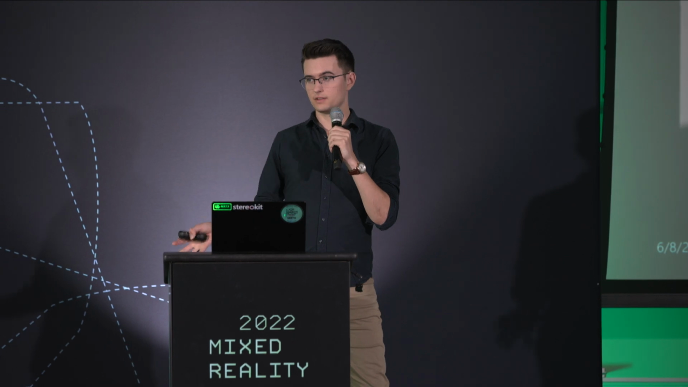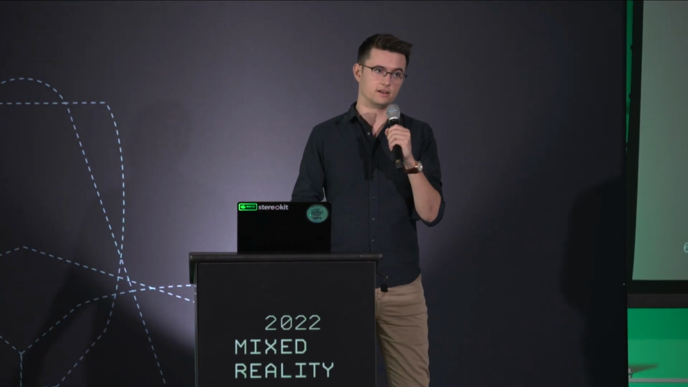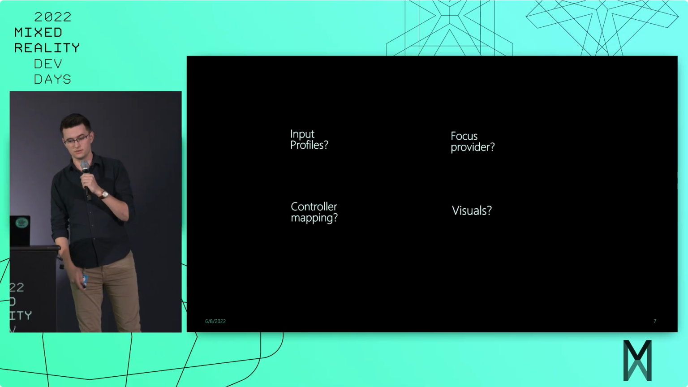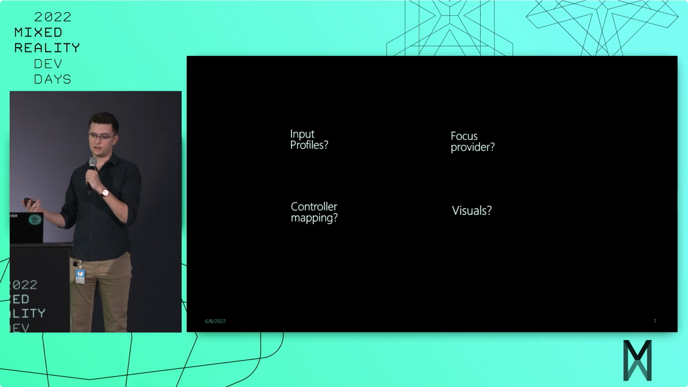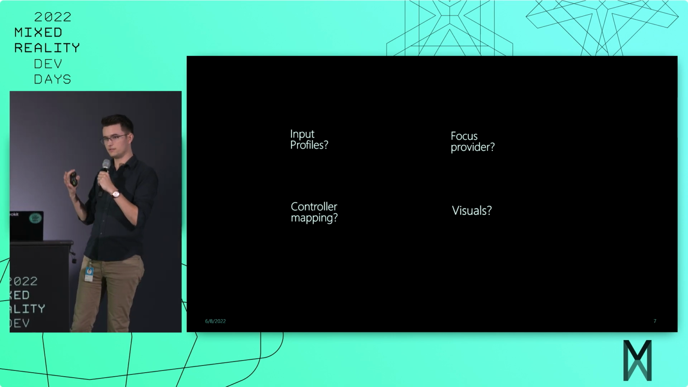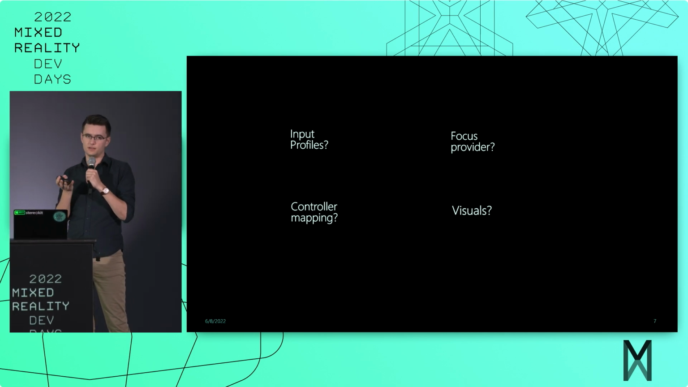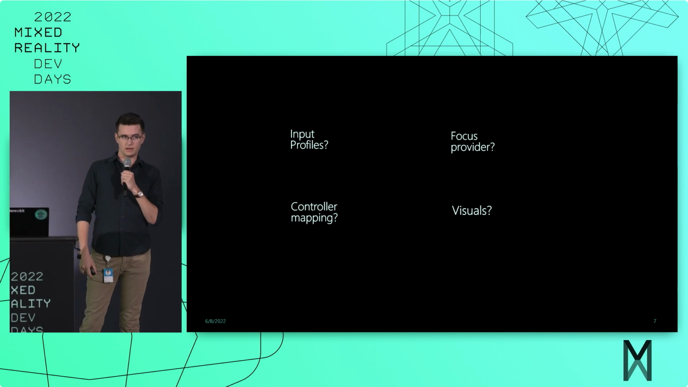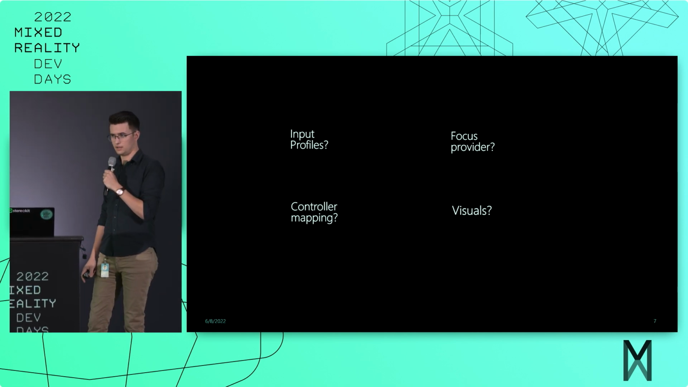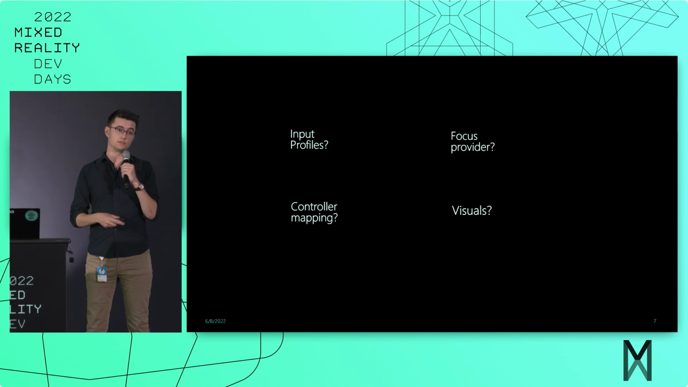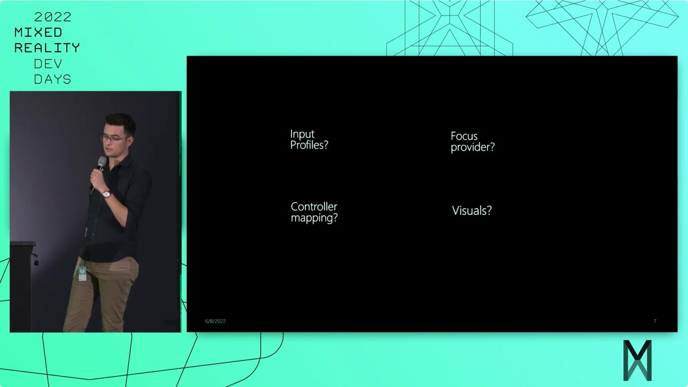I'm sure a lot of you in the audience are very familiar with MRTK v2 in terms of how input and interaction was set up, right? So you had these input profiles, you had our monolithic focus provider, you had to do your controller mappings, you had all of these visuals that were really tightly coupled with the input and interaction. So in MRTK3, we've tried to take a step back and take a closer look at how we might be able to streamline and simplify a lot of this stuff, and take advantage of all the great work that's been done on the Unity side with the XR Interaction Toolkit.